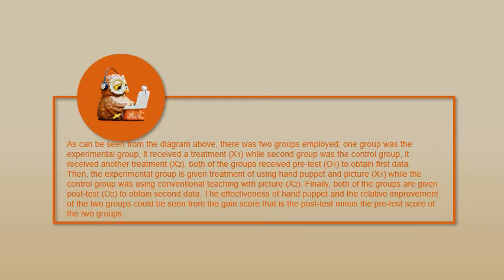The effectiveness of hand puppet and the relative improvement of the two groups could be seen from the gain score, that is the post-test mean minus the pre-test score of the two groups.